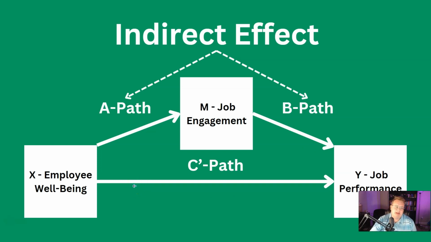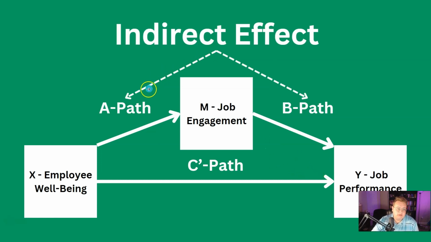So let's assume for a minute that we predict employee well-being will lead to an increase in job performance, but based on the literature, we think that employee well-being is actually going to increase job engagement, and it is job engagement that will lead to the job performance. So we predict that there is going to be mediation that exists.